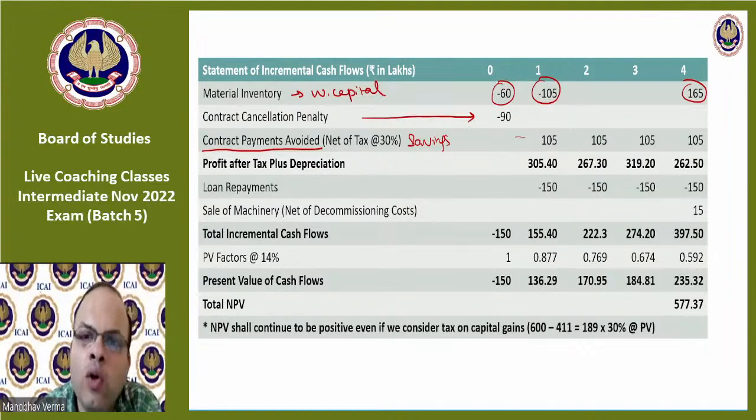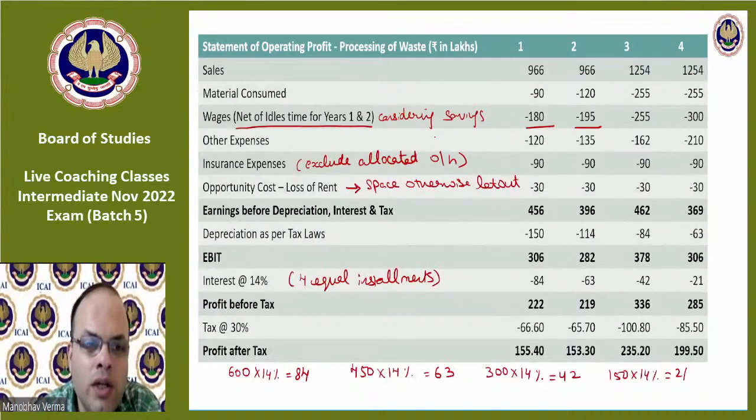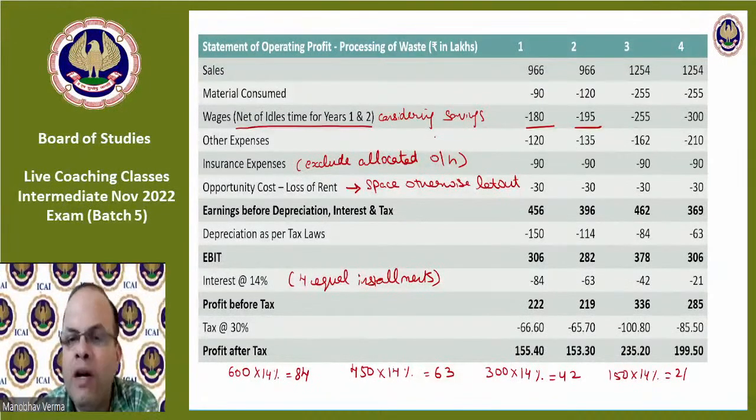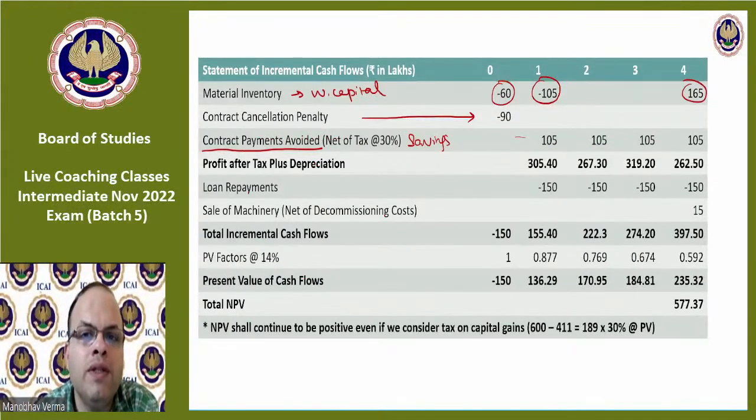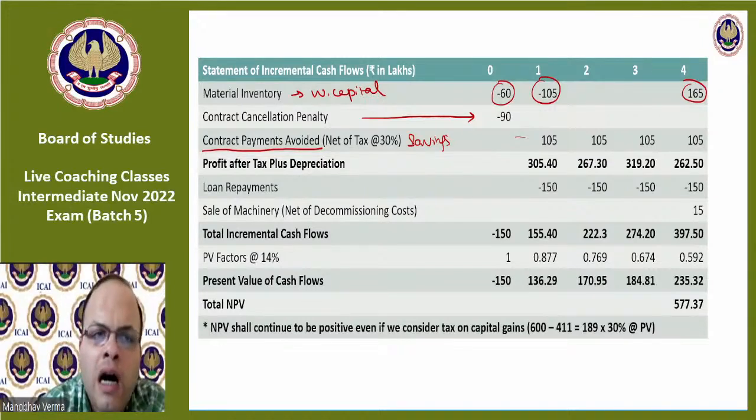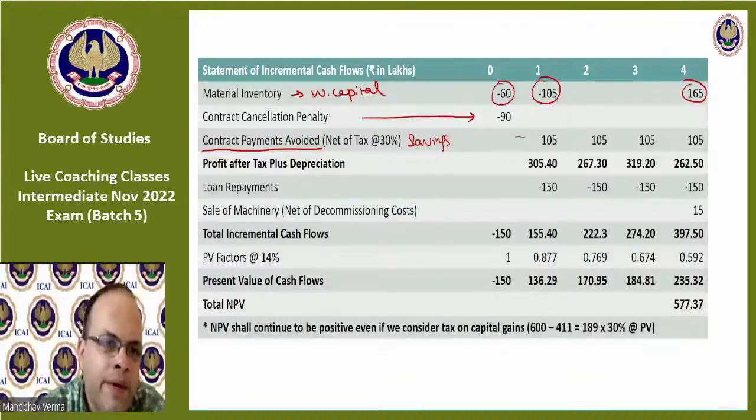So when we include our earlier calculation of profit after tax, 155.4, 153.3, along with this discussion here, can we say that yes, we have a profit after tax plus depreciation that can be compared with this? Yes or no?